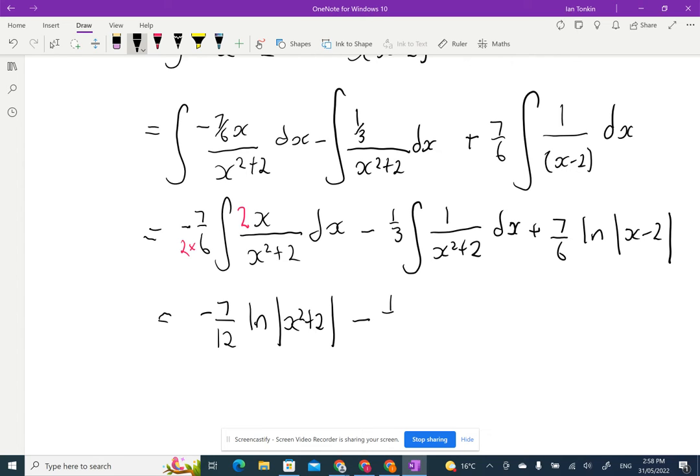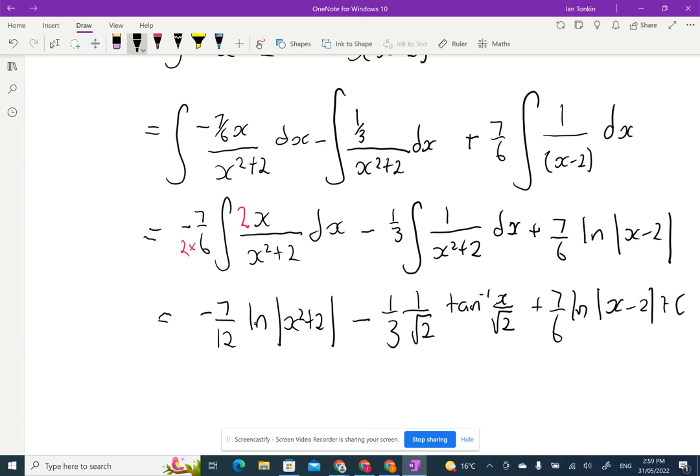minus 1/3. Now, the integral of this is inverse tan of x over the square root, and I've got to divide by the square root as well. And then I've got 7 on 6 ln absolute value x minus 2 plus some constant. And that's it. And that's pretty tough.